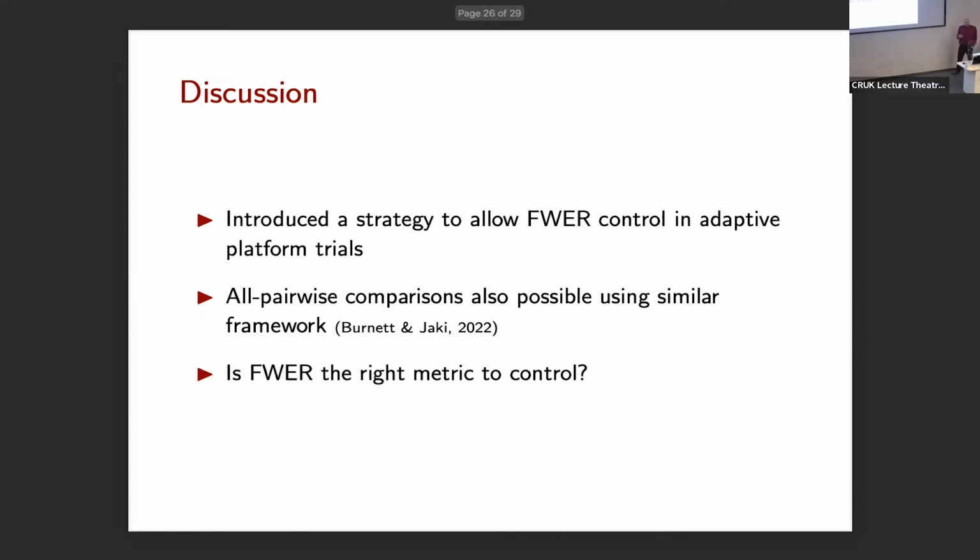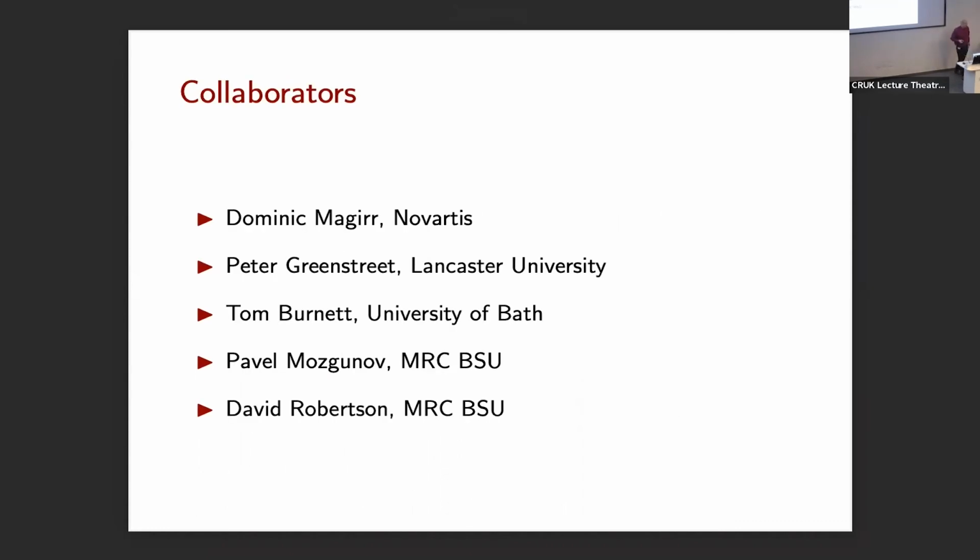You might argue, well, family-wise error rate actually isn't quite the right metric to control, and that's fine. As I said, my view is you need to understand what your risk is, but what metric you control, I'll leave that up to you. But if you're interested in thinking about online control of the false discovery rate, you could look at the paper by David Robertson and see how that would work in this case. With that, I'll thank my collaborators, and I'm happy to take any questions.